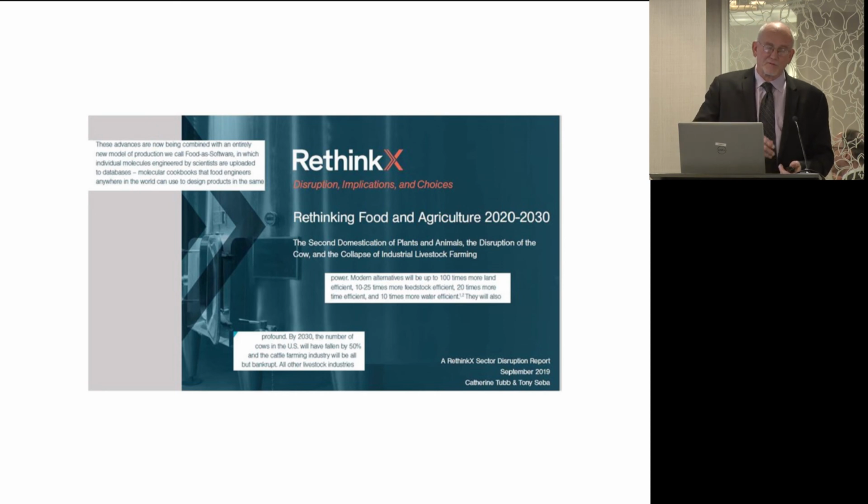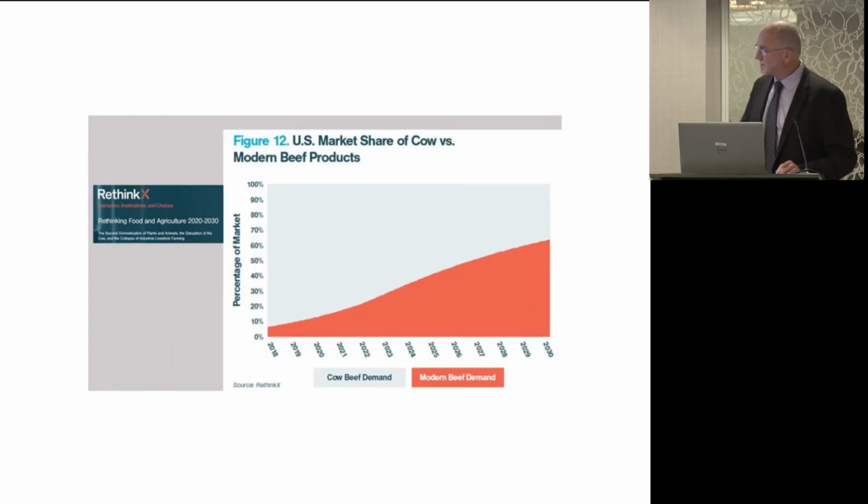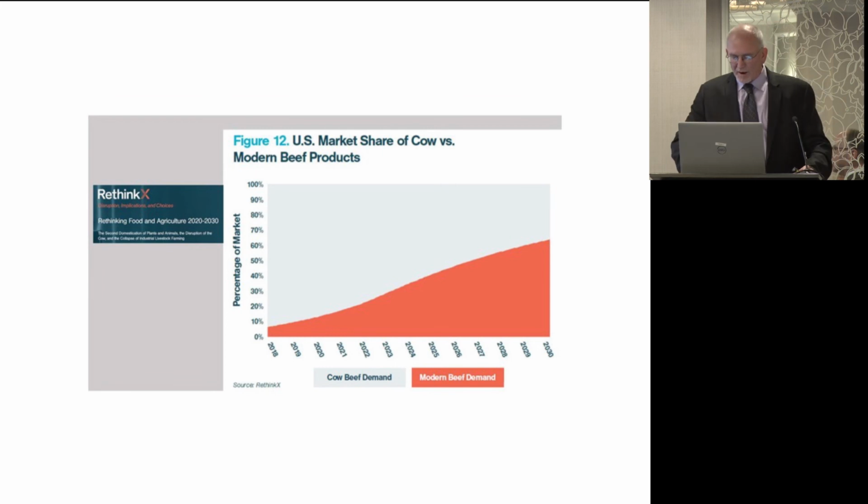In fact, they don't stop there. They say it'll make all the food we need. And this is just a graph of what they see over time: the demand for modern beef, which is not going to be beef, modern cultured, whatever you're going to call it, will increase, and the demand for old-fashioned will go down. All right, well, you know, that's crazy. Well, is it? I don't know.